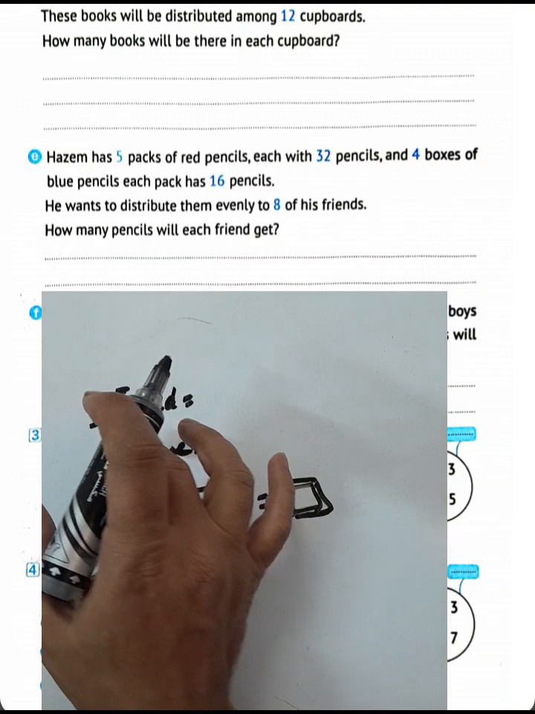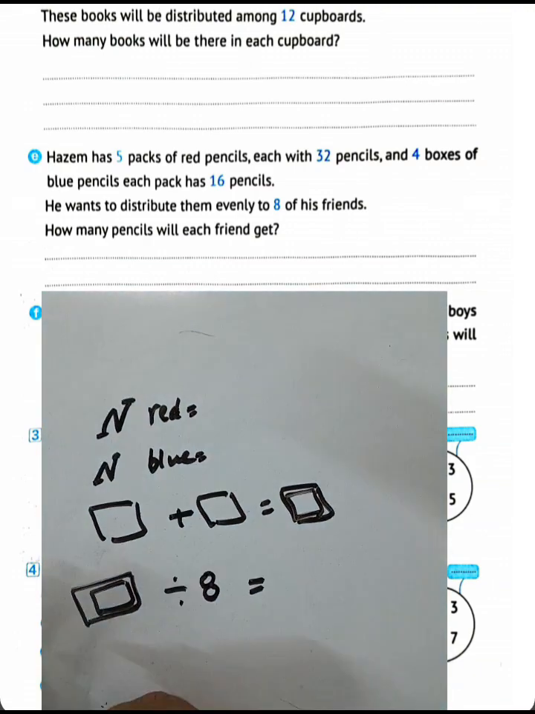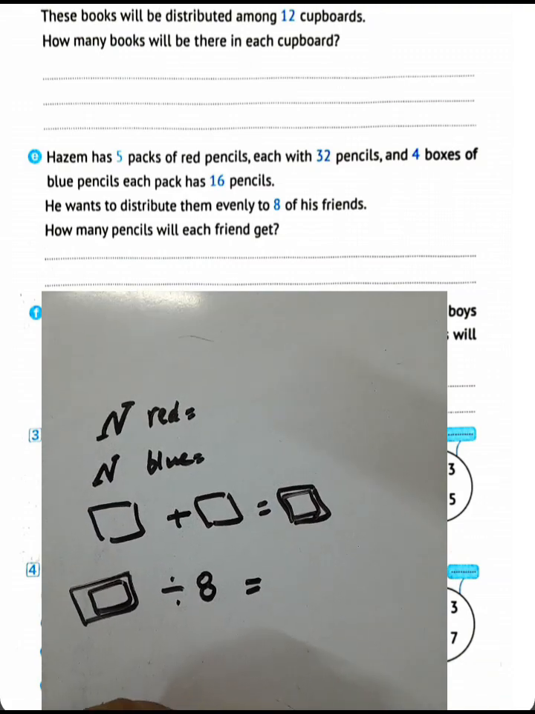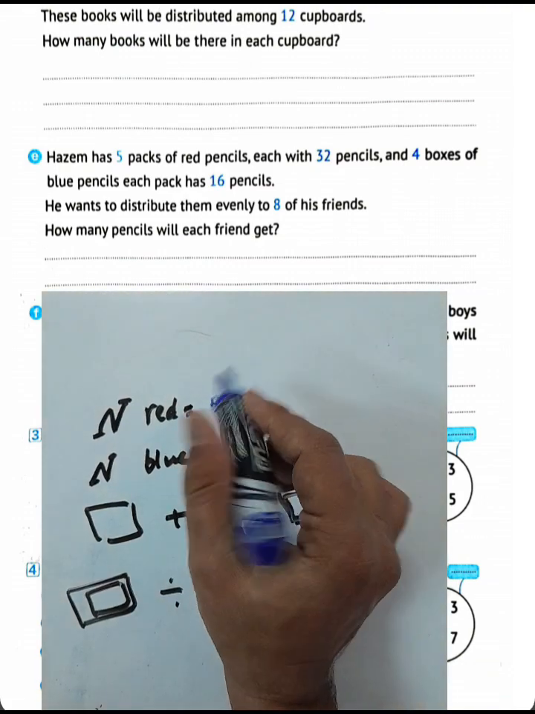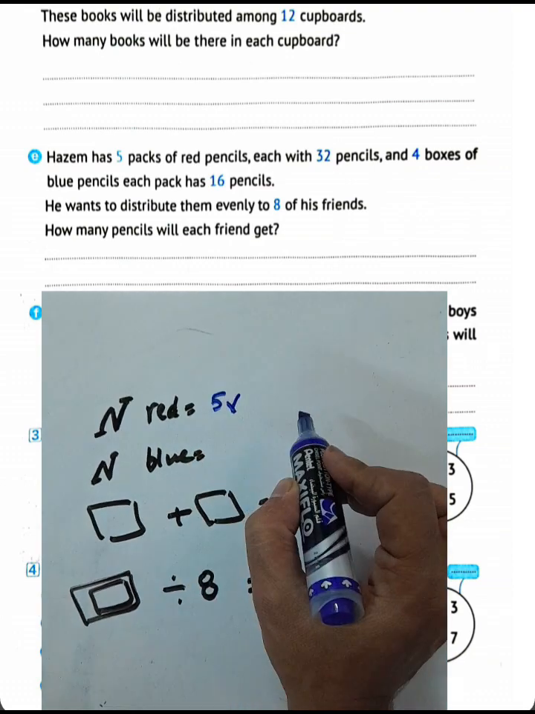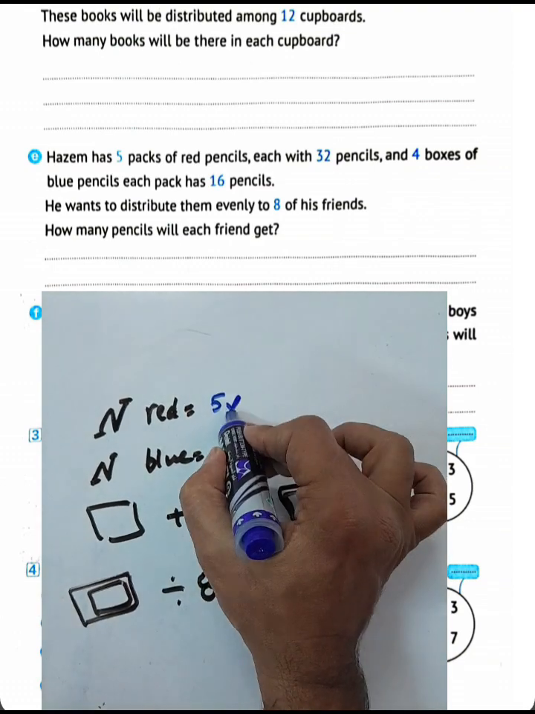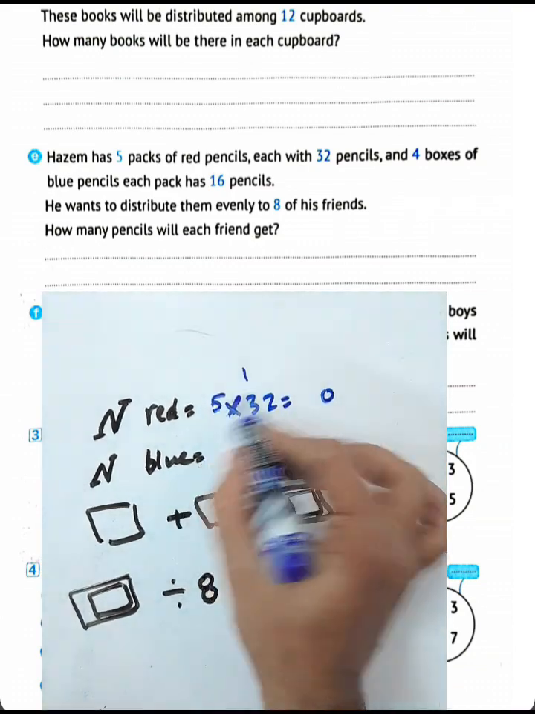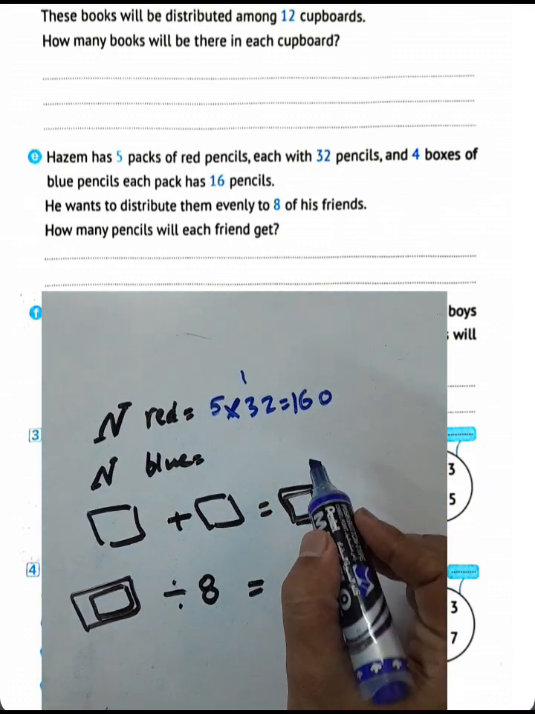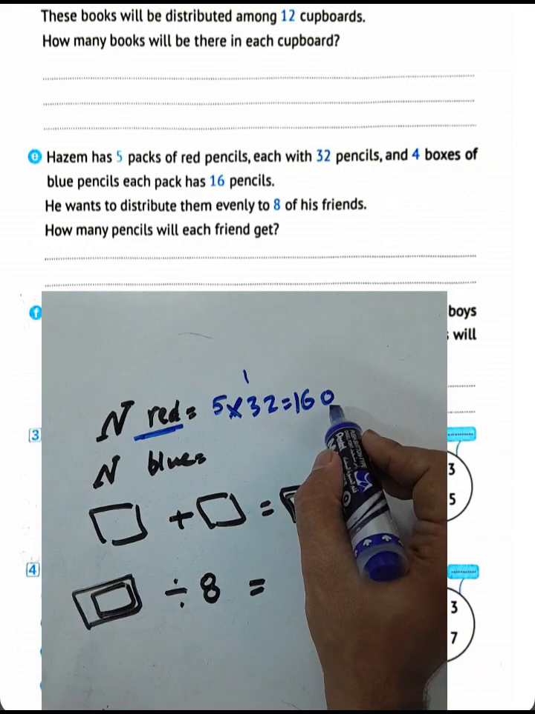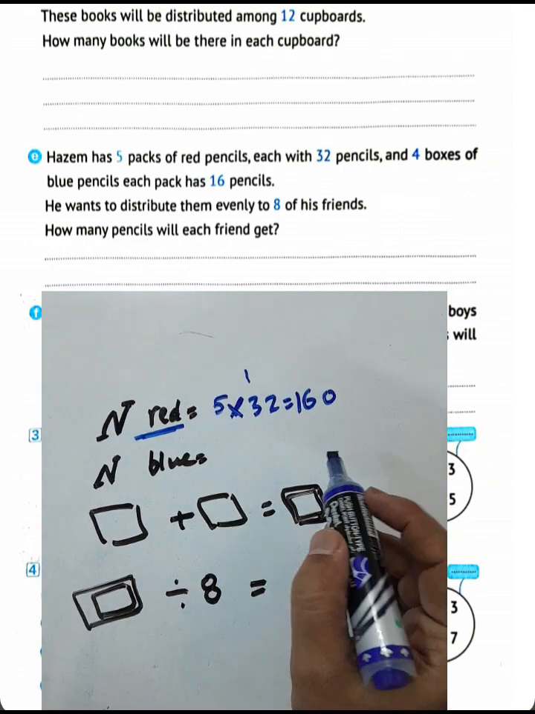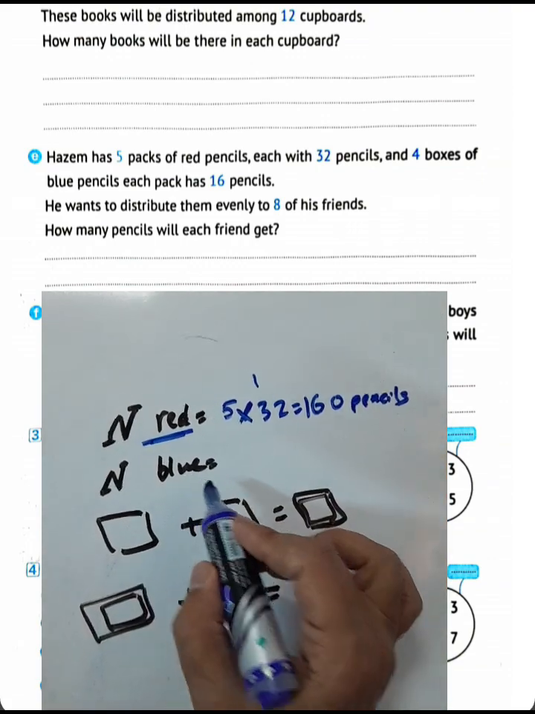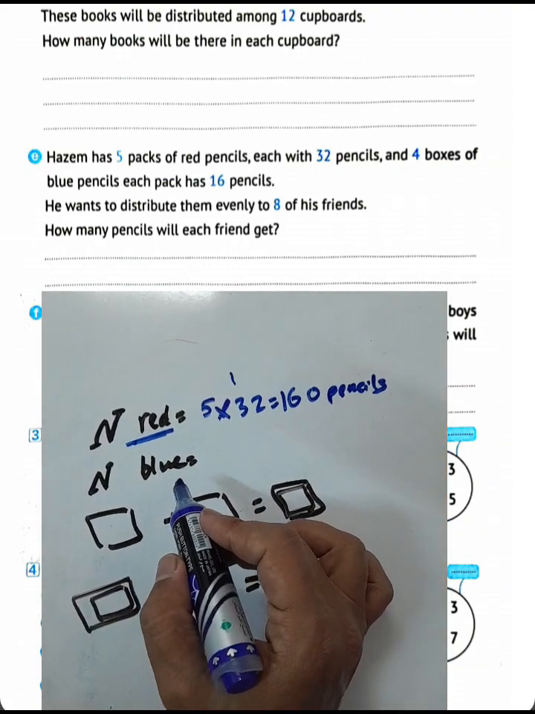Okay. To find the number of red pencils, you use multiplication. We have 5 packs of red pencils and each has 32. 2 times 5 equals 10, write 0 and carry 1. 3 times 5 is 15 plus 1 equals 16. So we have 160 red pencils.